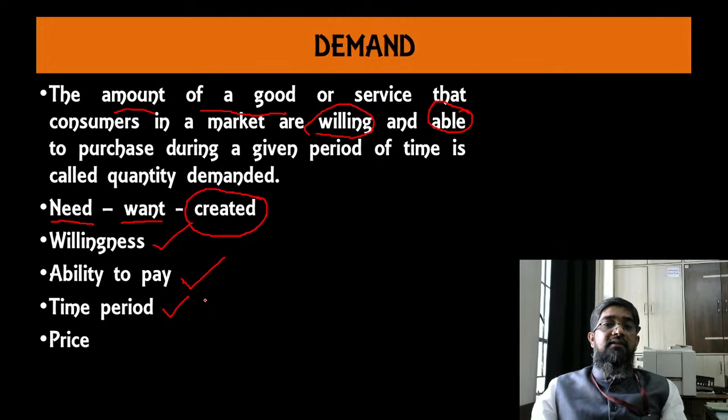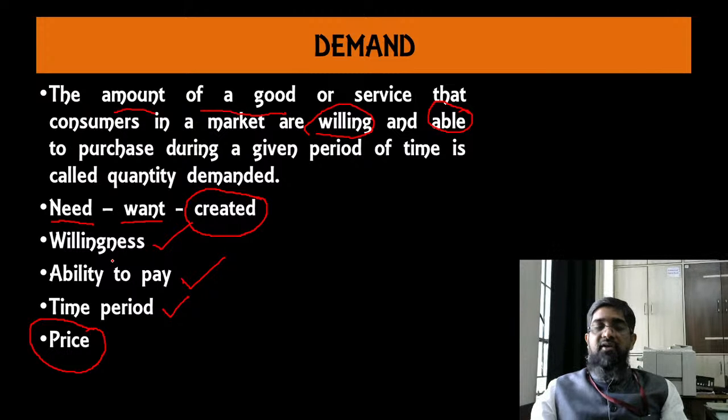And finally, things are not available for free. Goods and services are sold at a price. So the price element is there. So whenever we discuss demand, you must keep in mind these 5 things.